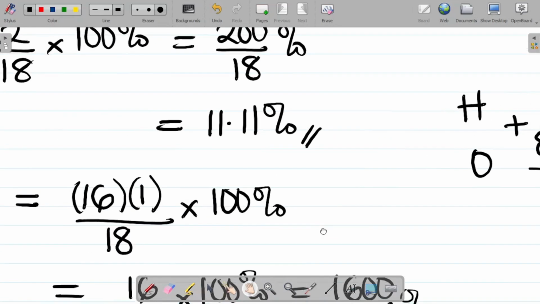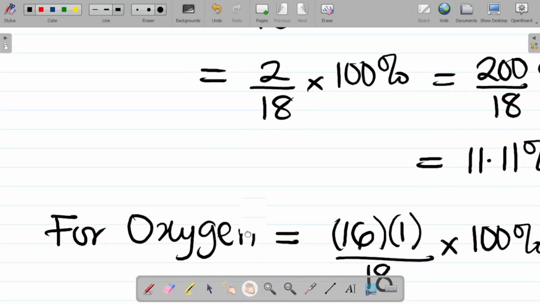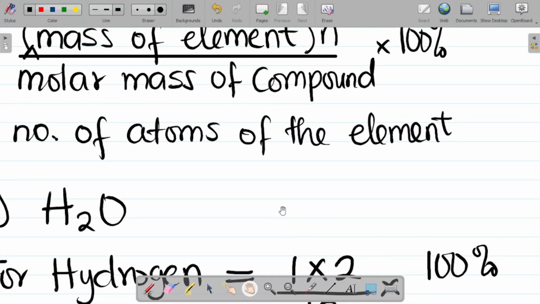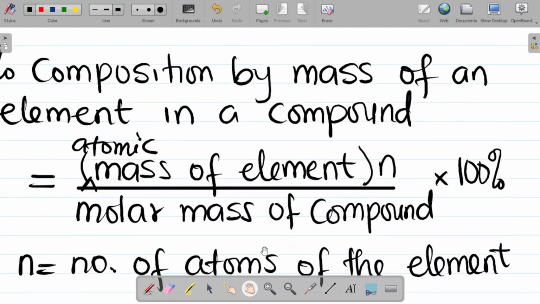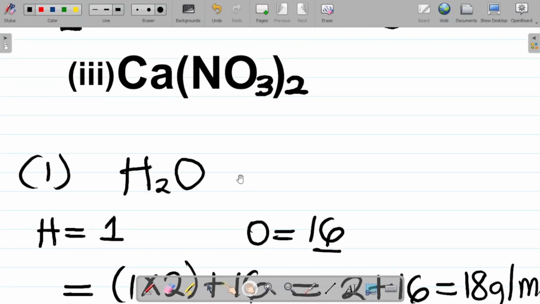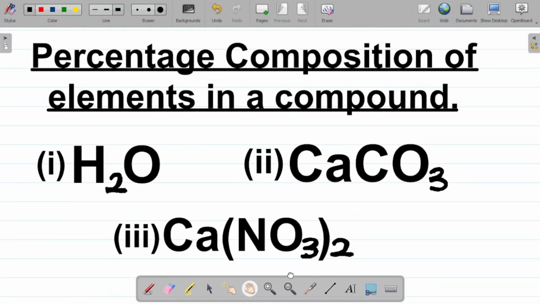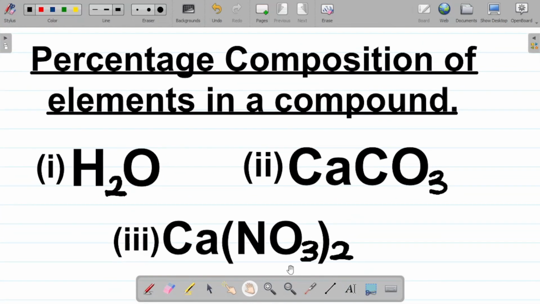So basically, this is how we calculate the percentage composition of each of the elements that makes up a compound. This is how this is done. In some other cases, they will just ask you to calculate the percentage composition of a particular element. So instead of getting each of the elements, you'll be asked to find the percentage composition of just one particular element in that compound. So I will take number 2 and explain that concept.